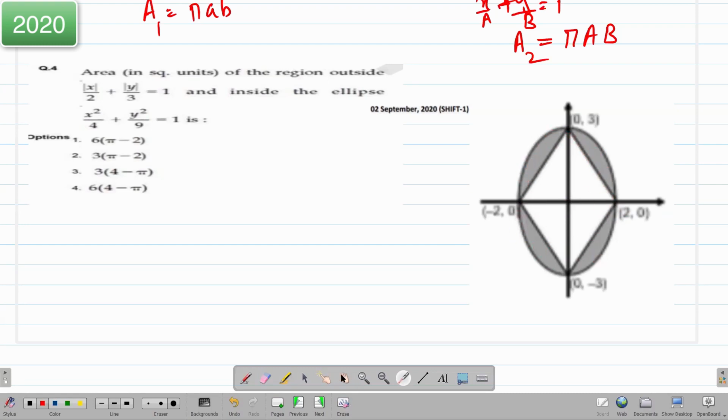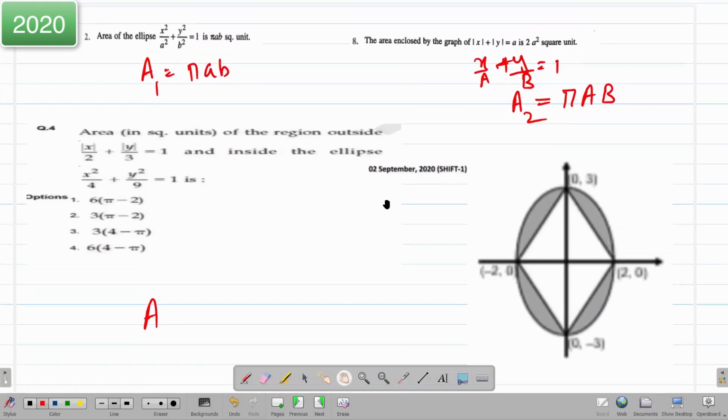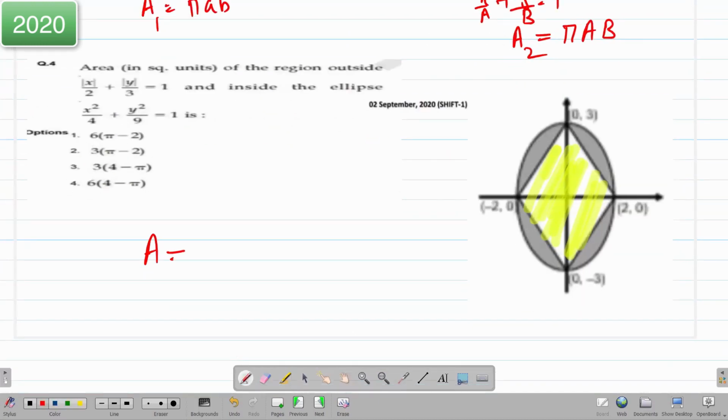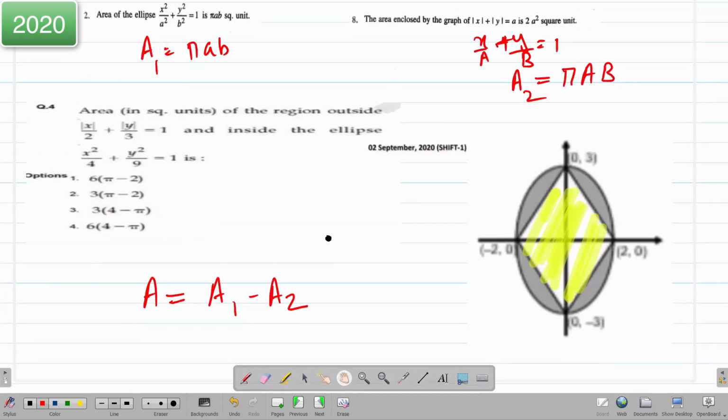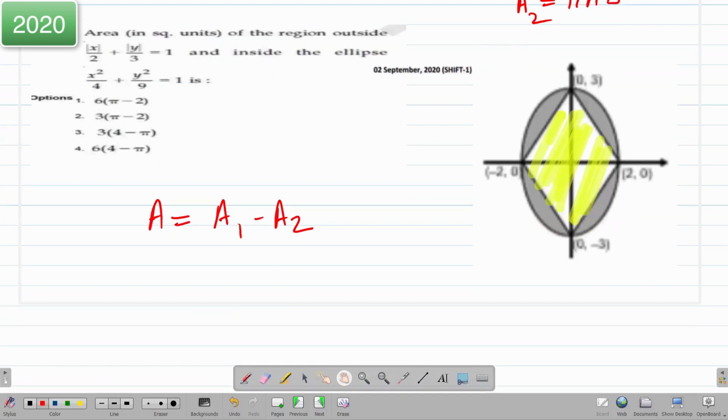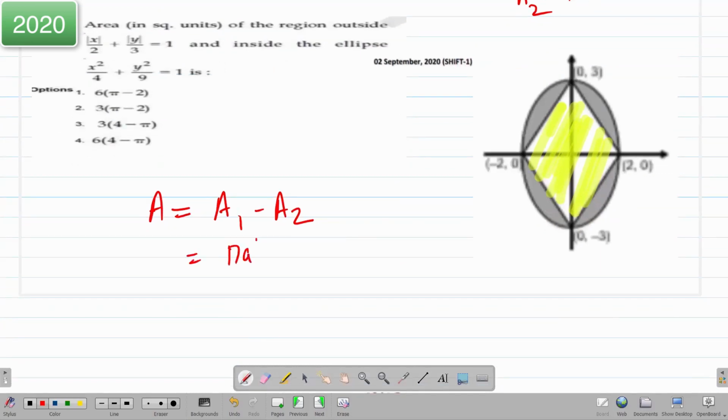So what we have to do, my desired area comes out to be, if we subtract the area of these 4 lines or this quadrilateral from the area of the ellipse, we get the desired area. That means if we subtract this region from the area of the ellipse, we get our answer. That means my required area is A1 minus A2. And according to my shortcut, A1 is pi AB and A2 is 2 times capital A and capital B.